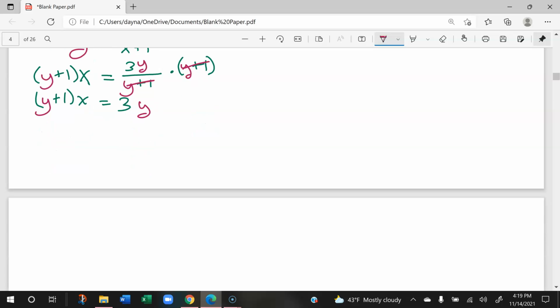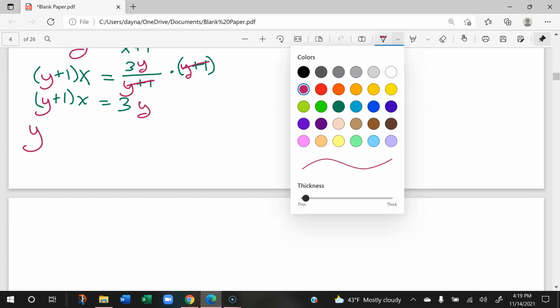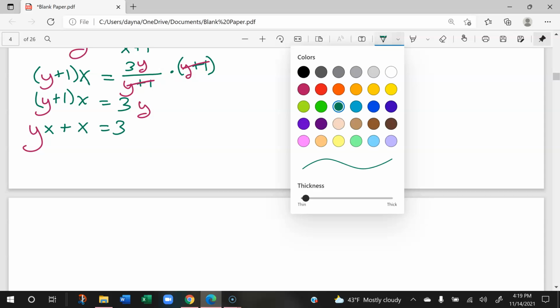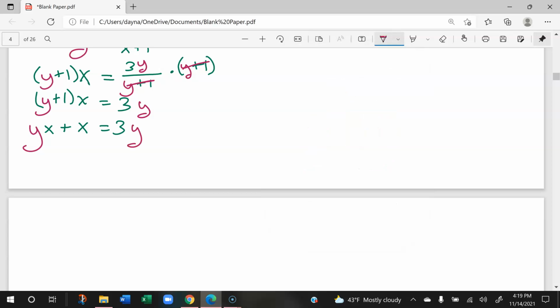I'm going to distribute the x. That way I get yx plus an x is equal to 3y. I have y's on both sides. No, I cannot just divide by a y. I cannot do any of that. What I need to do is get all of my y's on one side. So I need to move all of my y's to this one side.